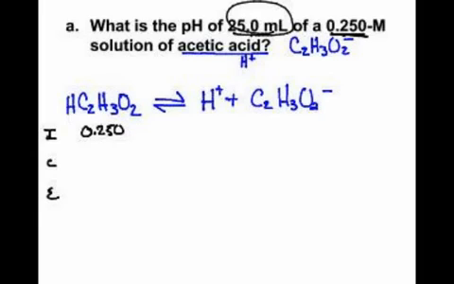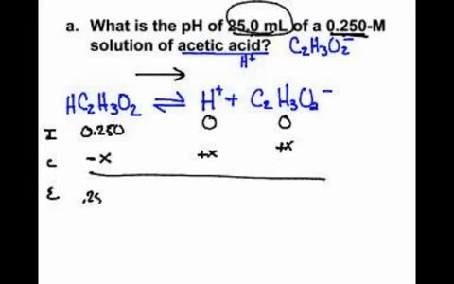How much hydrogen would you have at the beginning? 0 and 0. Well, we have it from water, but it's so small compared to 0.250 that we don't need to worry about it. Since this is 0, this reaction, an equilibrium system, will shift to the right. So this will be minus X, plus X, plus X. And then we're going to get 0.250 minus X, X, and X.